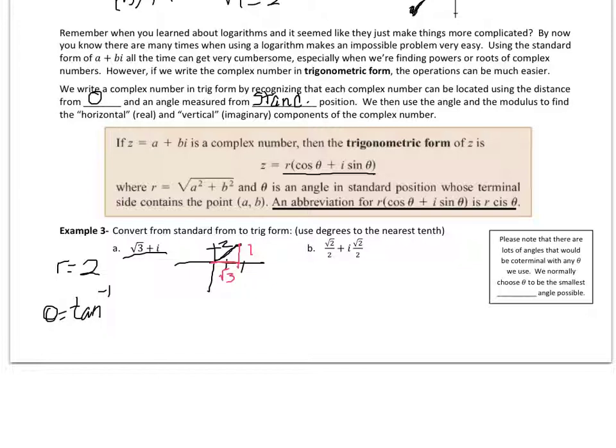So we have the arctangent of 1 over root 3, which should be 30 degrees. Is it 30, right? Okay, it's 30 degrees. Now, trig form can be in either radians or degrees, so make sure you read the directions carefully to see what they're asking for. All right, so now we're ready to put this in trig form. The trig form then is r, which is 2, times the cosine of 30 plus i sine 30. And there you go.